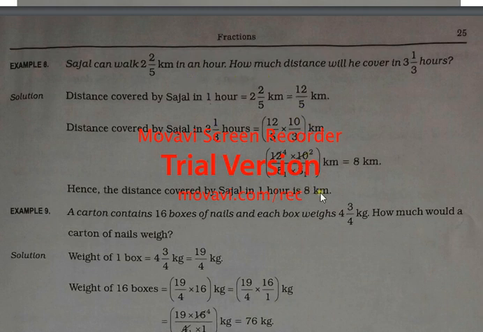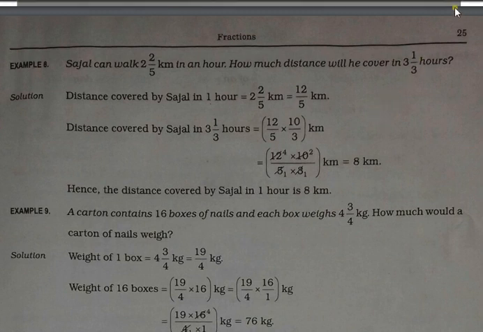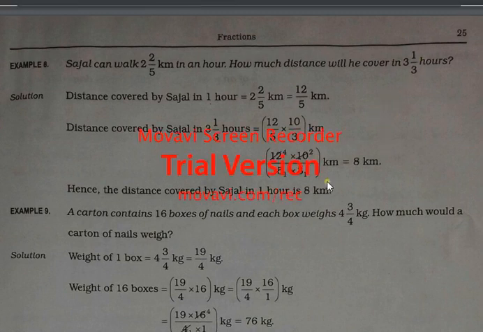Sorry, here the answer has been written wrong. Here you have to write, hence the distance covered by Sajal in 1 by 3 hour is 8 kilometers, not 1 hour. By mistake it has been written over here 1 hour.